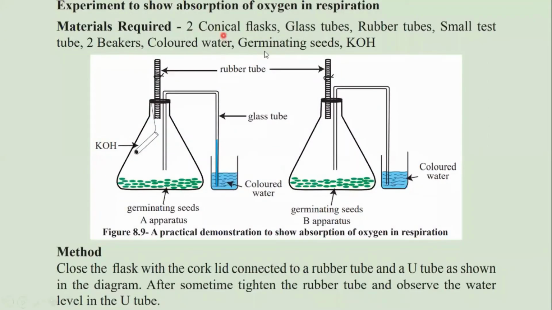So, another activity to prove we inhale oxygen. We use oxygen for respiration. The materials required are two conical flasks, glass tubes, rubber tubes, a small test tube, two beakers, colored water, germinating seeds, and also potassium hydroxide. The method for this activity is to close the flask with a cork lid connected to a rubber tube and a U-tube as shown in the diagram. After some time, tighten the rubber tube and observe the water level in the U-tube. U-tube means this tube here.